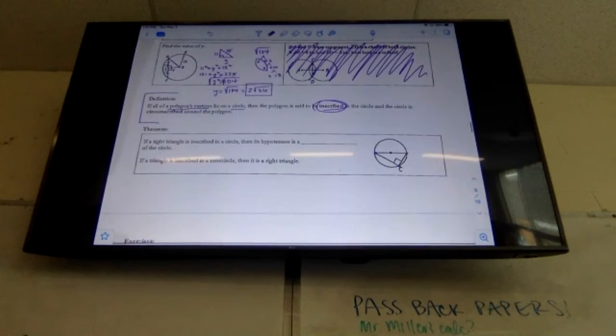We call the circle circumscribed around the polygon because it's on the outside. Inscribed is inside, circumscribed is on the outside. Okay? Everyone gonna laugh about that?